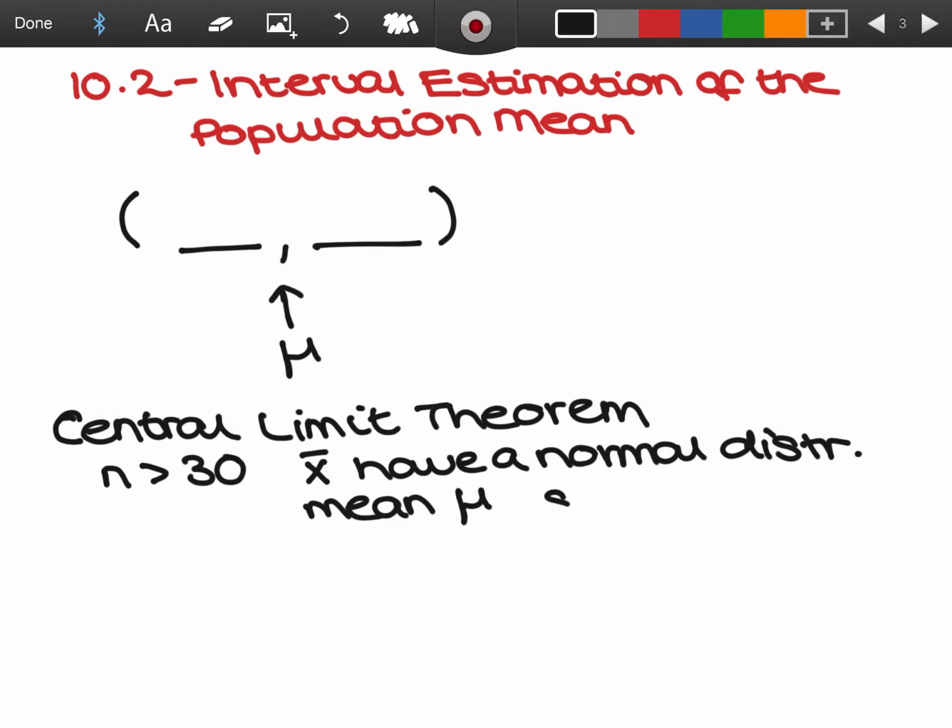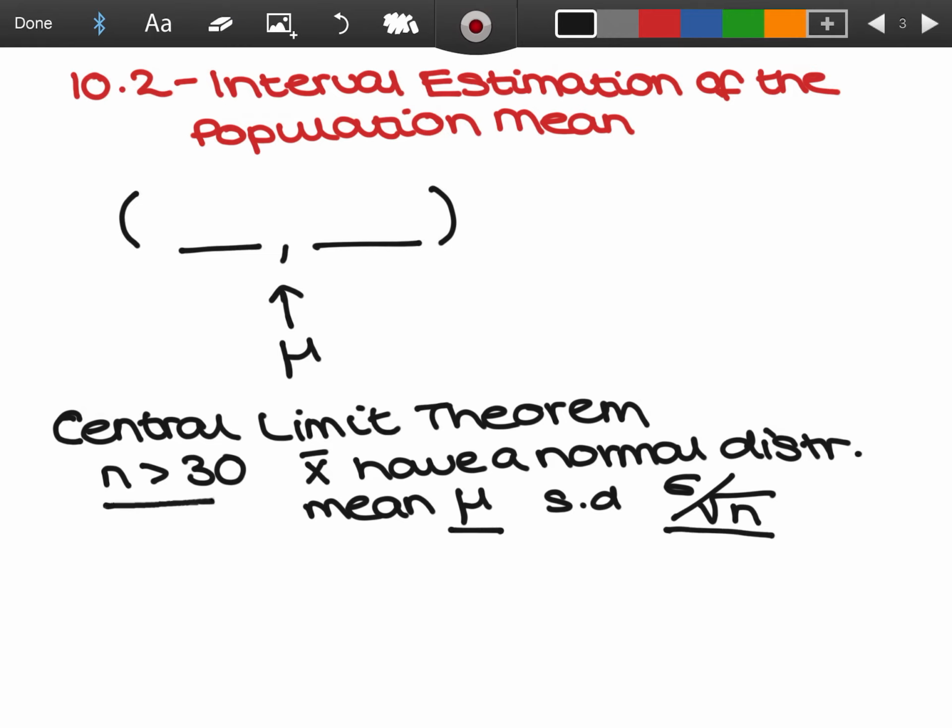And our standard deviation is the standard deviation of the data points divided by the square root of the sample size. So again, I am looking at the distribution of the sample means. So this mean is the mean of my sample means, and this standard deviation is the standard deviation of my sample means. And I know that it has an approximate normal distribution as long as my sample sizes are at least 30.